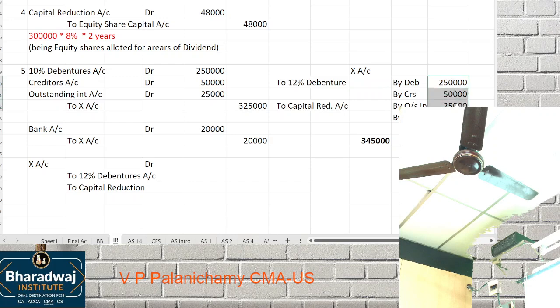2,50,000 plus 50,000 plus 25,000. So capital reduction will be 3,25,000. 3,25,000 into what percentage? 50% waived. Correct. 162,500. 12% debentures will be allotted for the balance, 182,500. Correct. So we are to give 3,45,000.